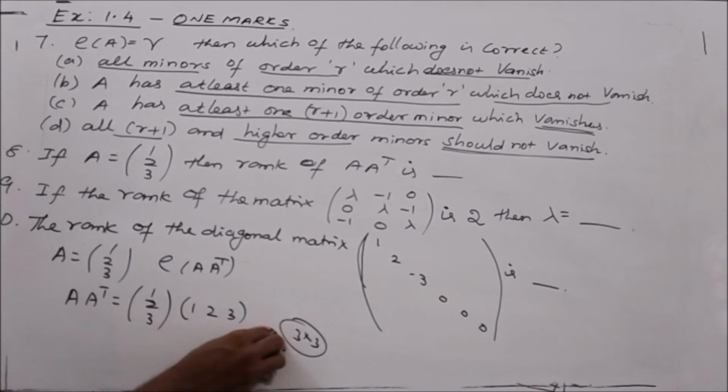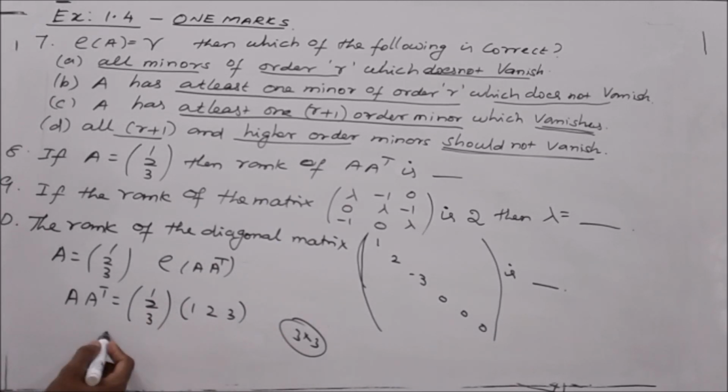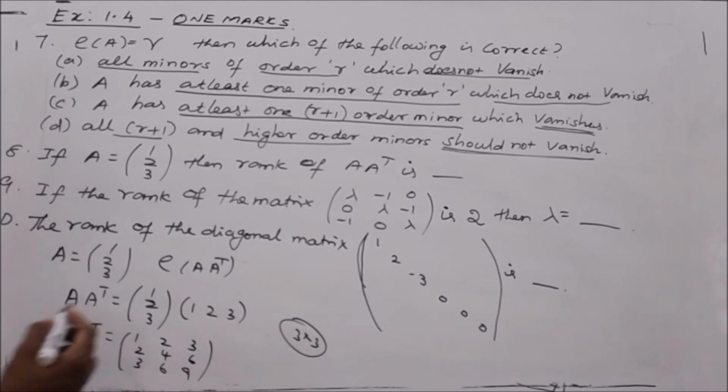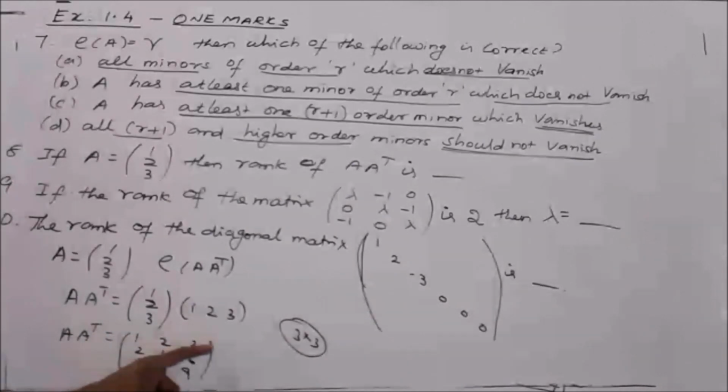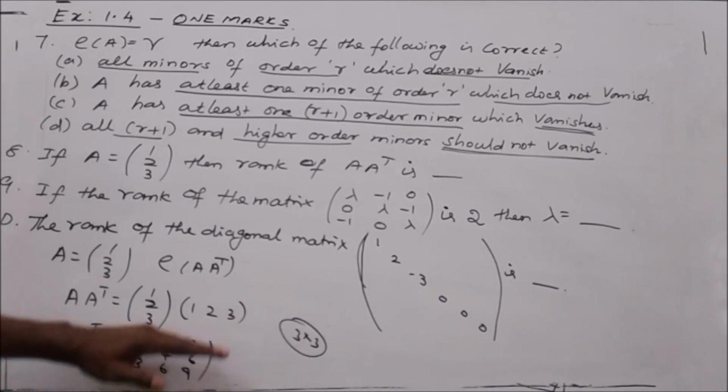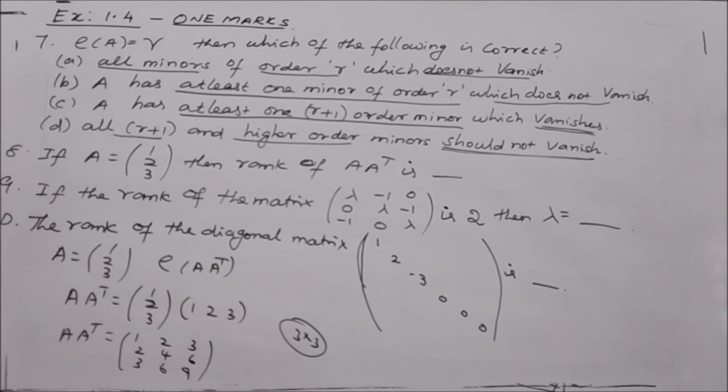So, multiply it now. It will be equal to 1 with 1, 2, 3: 1, 2, 3. 2 with 1, 2, 3: 2, 4, 6. 3 with 1, 2, 3: 3, 6, 9. Look at this matrix. Now all rows are proportional. Multiply the first row by 2, the second row will appear. Multiply the first row by 3, the third row will appear. So easily we can make the last 2 rows 0 by elementary transformation. Therefore only the first row will remain, so the rank will be equal to 1.